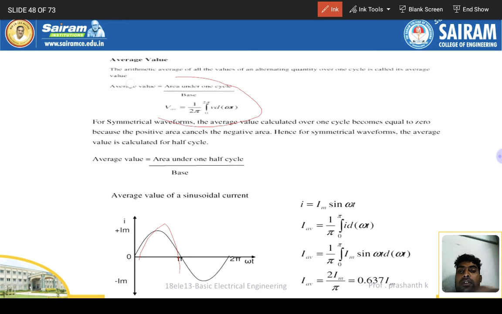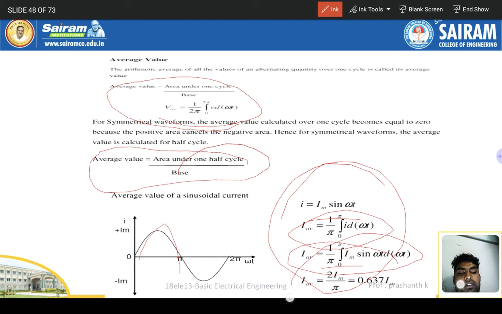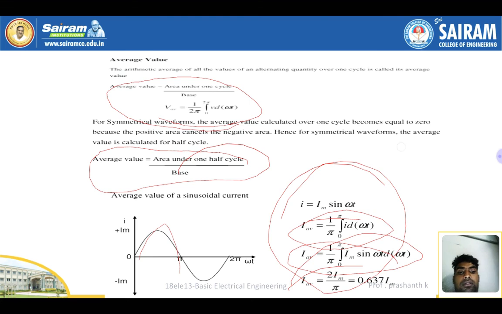So this is the equation: average value is the area under one cycle divided by base. Area under one half cycle divided by base. See, i is equal to Im sin omega t. Just substitute it, integrate i d omega t, so the integral of Im sin omega t gives 2 Im by pi, that is 0.637 Im.